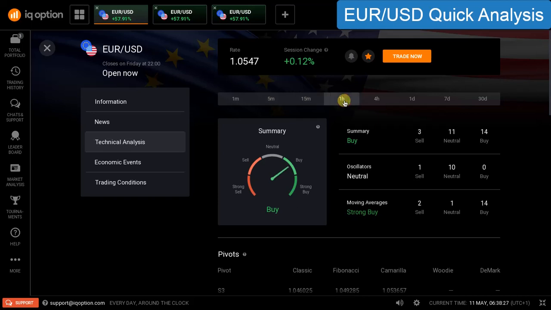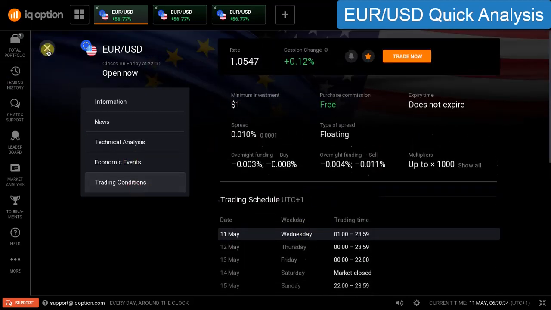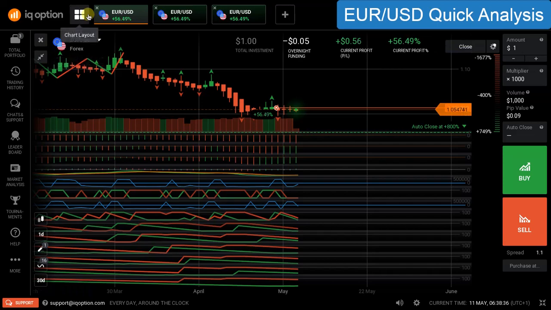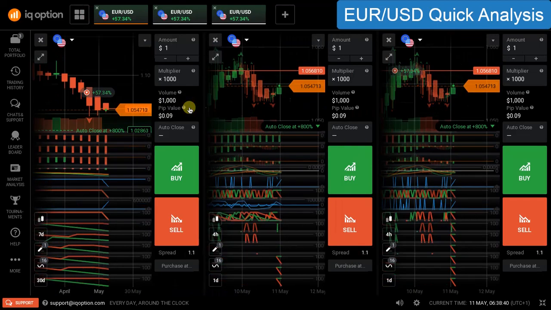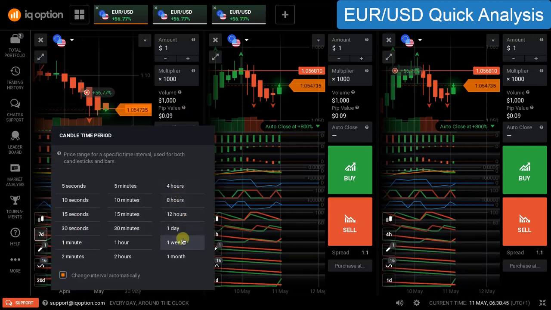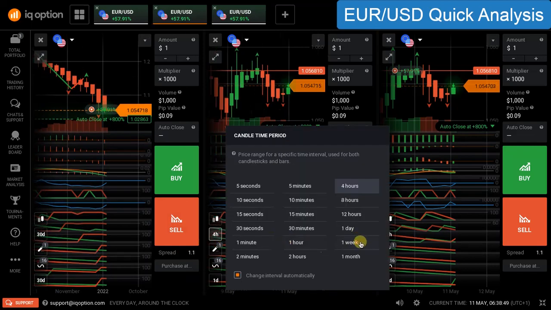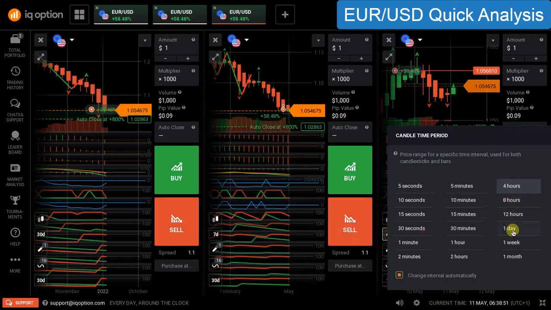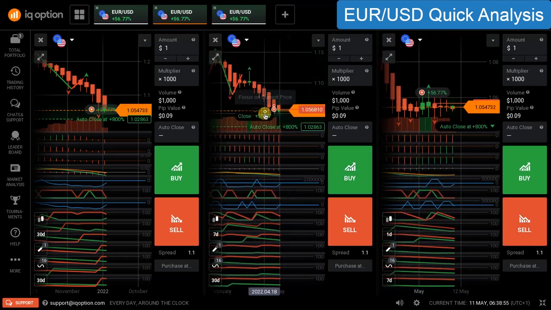So we shall be diving into so much about the technical analysis, the economic events, and also the trading conditions. In this quick tutorial, let's first look at what is going to be transpiring for the rest of the day. So we shall be interested in the 1 month interval, plus of course the 1 week interval, and lastly the 1 day interval. First look and see where exactly the power is moving.